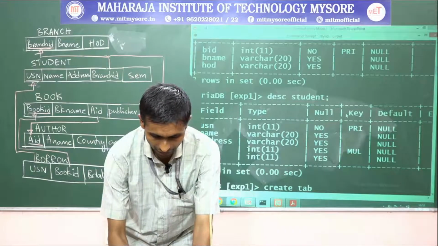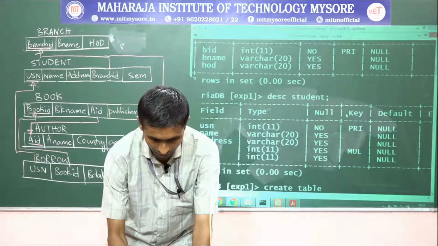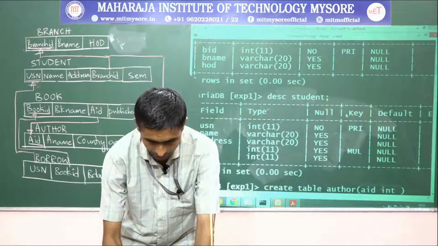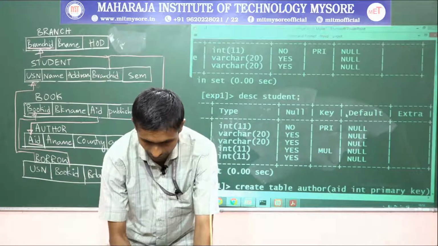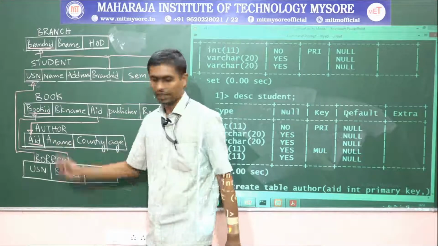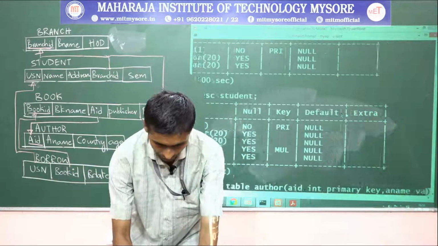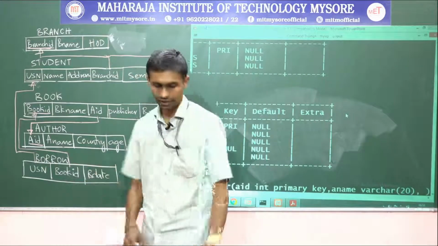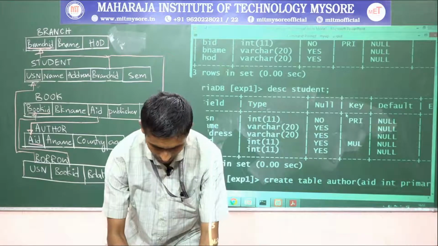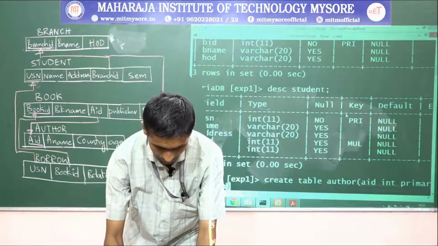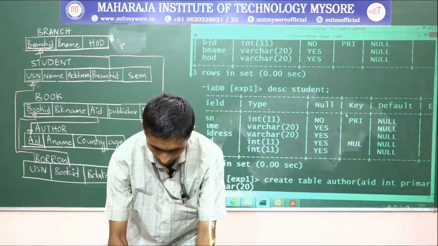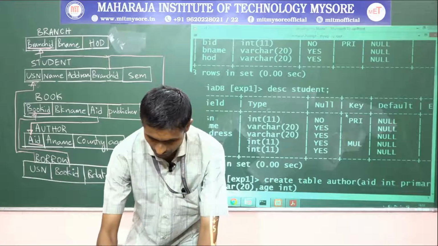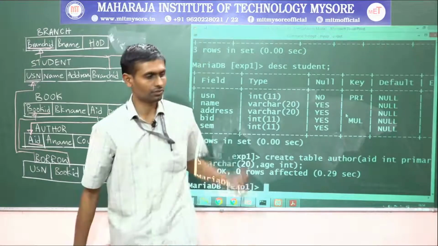Let me go with create table author. Fine. What is that? AID int, and I want to make it a primary key. Yes, we have done. What next step? A name. Done. What next? Country. Fine. Then after this, age int. Done. Yes, we have done.